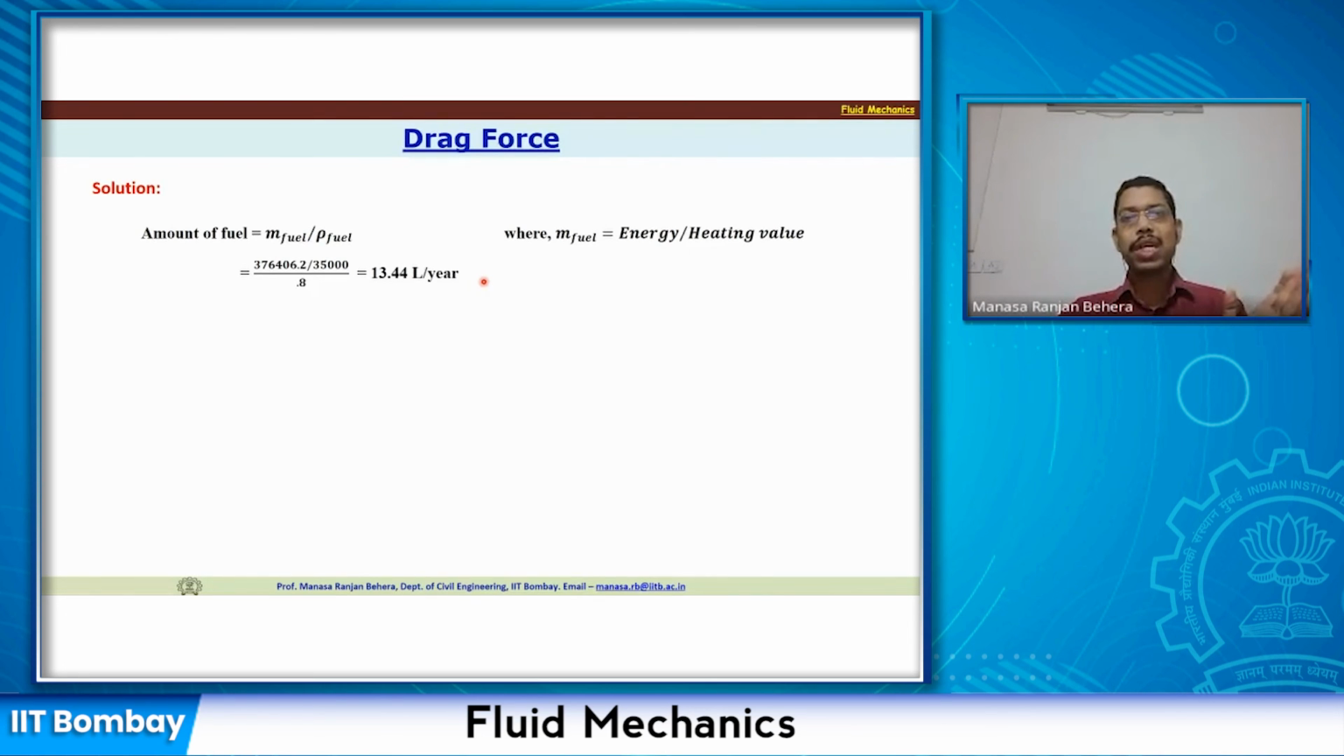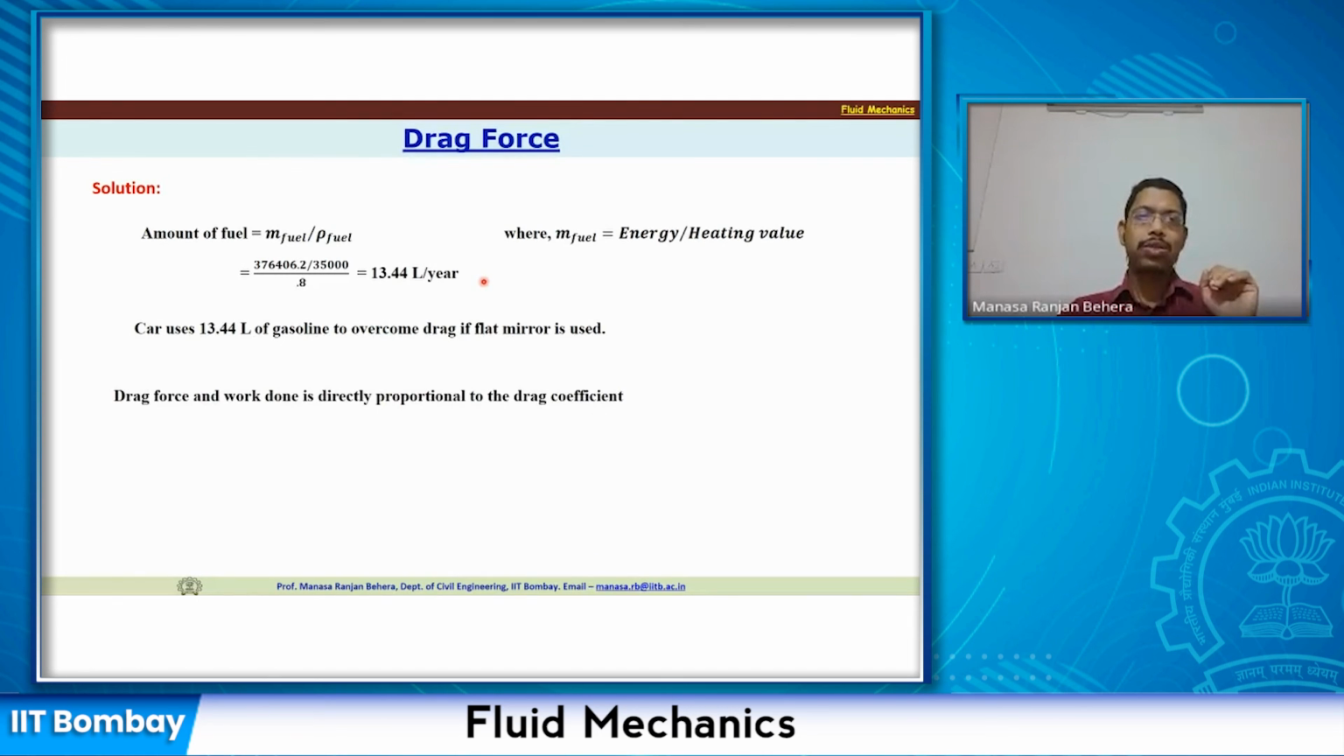Now if we consider the shape as a hemispherical back, what happens? I have already said that the car uses this much gasoline to overcome the mirror. The drag force and work done are directly proportional to the drag coefficient. We have already seen this, so we will not recalculate the whole thing. If we just change the drag coefficient, the same procedure is followed, so it is the drag coefficient which plays the role.